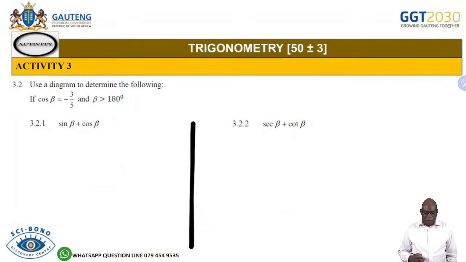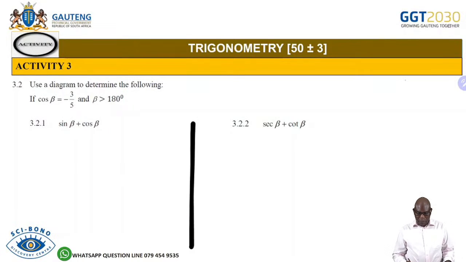Now, this question is also a free ride. I call it a free ride because you need to understand your cast diagram. Once I understand my cast diagram, this question becomes very easy. So use the diagram to determine the following. Once they say use the diagram, it means that you must draw your own diagram. There's no diagram that has been drawn for you. What are we checking? We want to check if you understand your cast diagram.